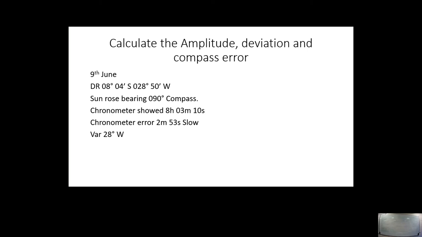So what we need to do is start by finding what the UT of sunrise was. Now, there's a couple of ways of doing this. In the question, it tells us the chronometer showed 8:03:10. The error was 2 minutes 53 seconds slow. That will give us a UT, but we wouldn't know if that was 20:00 or 0800. However, one thing we can do is say that 28 degrees and 50 minutes west in longitude and time would only be less than 2 hours. Just close to 2 hours. 30 degrees would be exactly 2 hours.